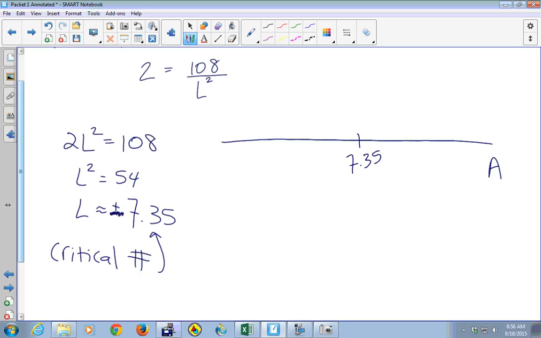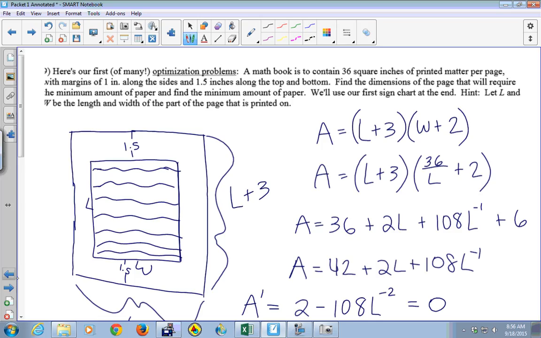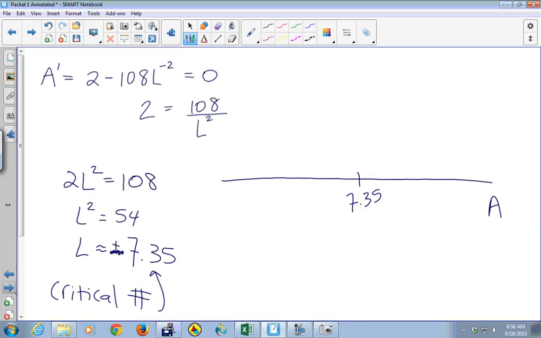So remember, if you go back to our area formula, the area of the page is L plus 3 times W plus 2. So I'm going to analyze each of these, or actually maybe I'll use this one, L plus 3 and 36 over L plus 2. So the area is made up of two factors, L plus 3 and 36 over L plus 2. So I put a little fence here.